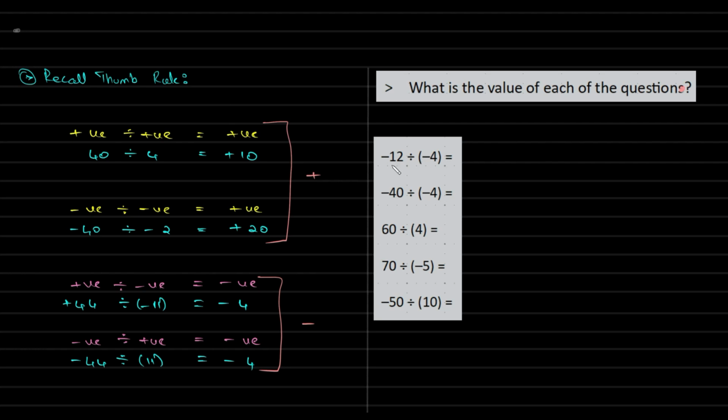The first question, negative divided by negative is positive. This is 3. Negative, negative, even number of negatives, so answer is positive. 40 divided by 4, 10. Both are positive, so the answer is positive. And this will be 15. Positive divided by negative is negative. 4. Negative divided by positive is negative. 50 divided by 10 is 5.